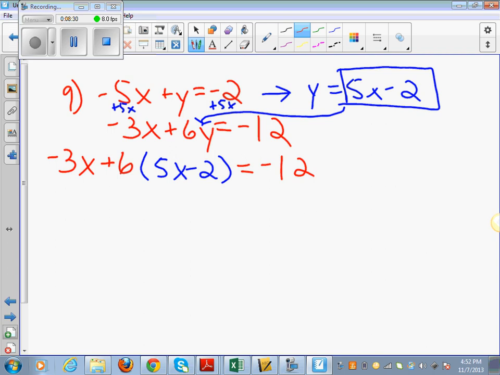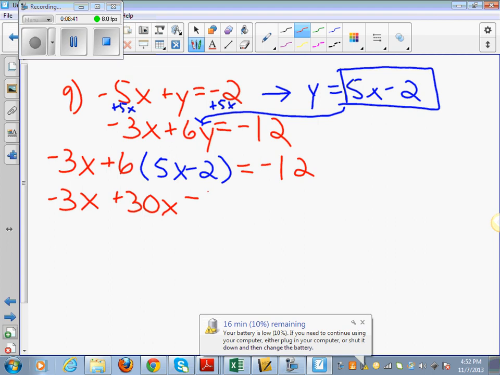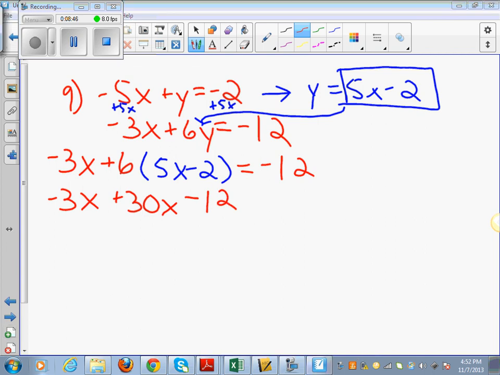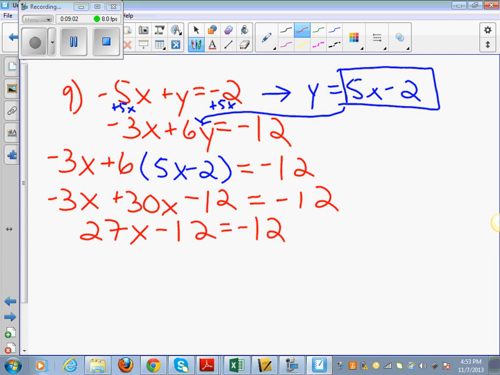So I need to simplify and solve. So I'm going to distribute that 6. So I've got negative 3x, and then 6 times 5x is plus 30x. 6 times negative 2 is negative 12. That's not a good sign. We'll be done before that. So negative 3x plus 30x minus 12 equals negative 12. So we're going to combine our like terms, and we get 27x minus 12 equals negative 12.